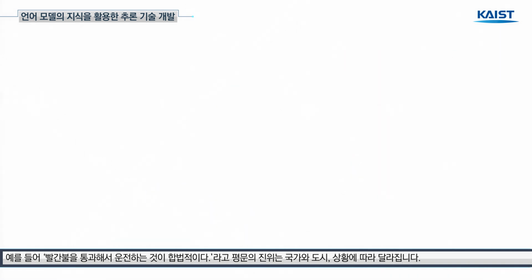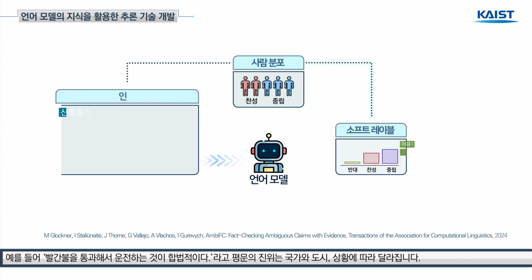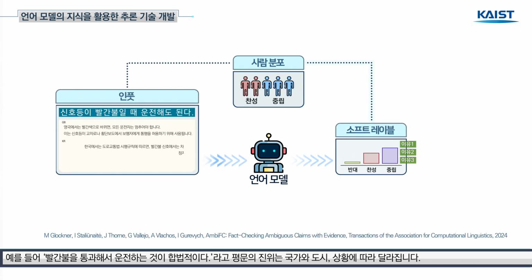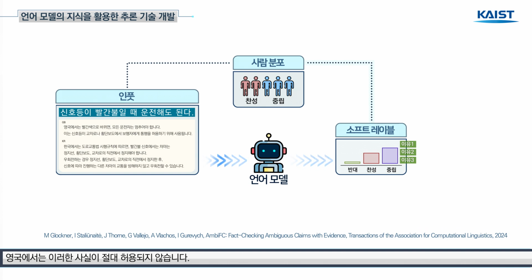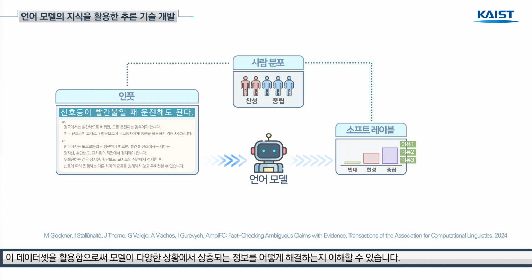For example, if I say it is legal to drive through a red light, the answer depends highly on the country, the city, and the circumstances. If I am in the UK, for example, this is never allowed. There are many circumstances that the model has to deal with, and this dataset helps us understand how to resolve these questions when conflicting information is provided to the model.